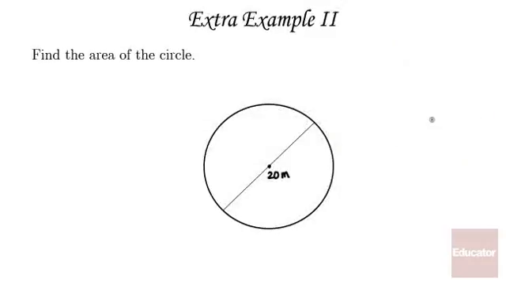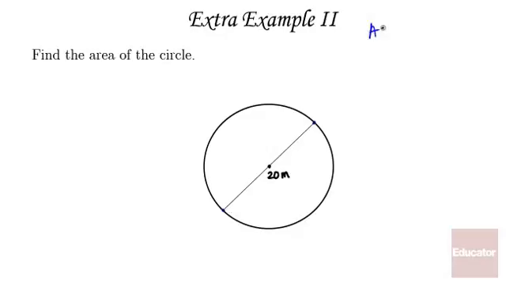Next example. Here I'm given the diameter. Remember, a diameter is a segment whose endpoints are on the circle and passes through the middle, the center of the circle. So this is a diameter. The diameter is 20 meters.